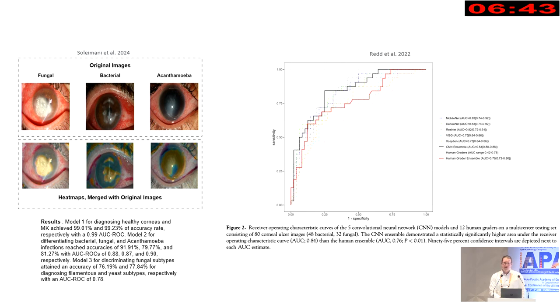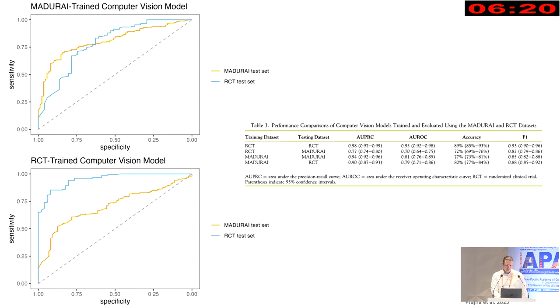Many other groups have performed similar studies. Dr. Soleimani in North Carolina published similar performance, also being able to detect acanthamoeba. Other groups have worked on detecting viral keratitis as well. So consistently across these studies in multiple regions, we can get models that perform, again, at least as good as cornea specialists. But no one has really been able to move beyond this proof of concept phase.